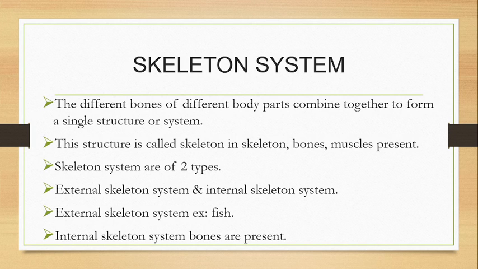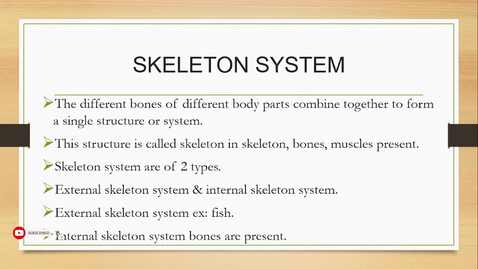Another example is birds, which have feathers. Feathers are present, so those are the external skeleton system in birds. Birds' body is covered with feathers. So those are the external skeleton system.